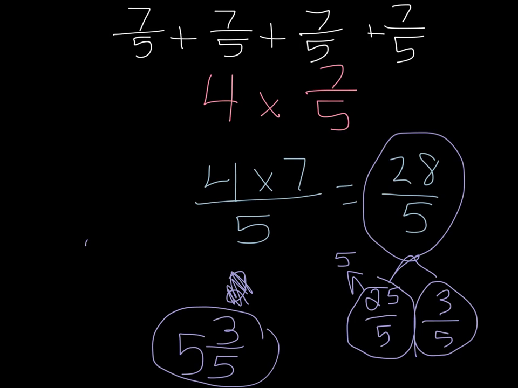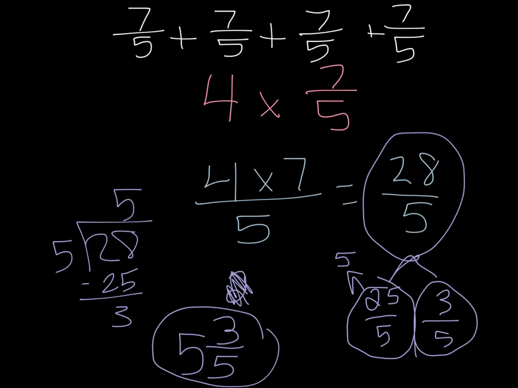So you could take 28 divided by 5. 5 goes into 28 5 times to get 25. You subtract to get 3, and then you go around the clock. So you start up at 5 for your whole number, you go down to 3 for your numerator, and 5 for your denominator. So once again, you get 5 3/5.